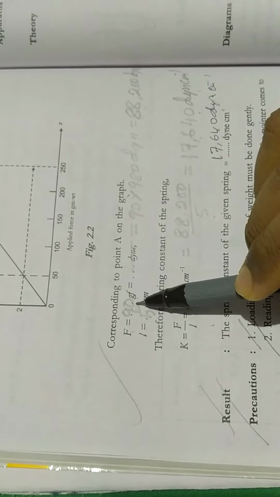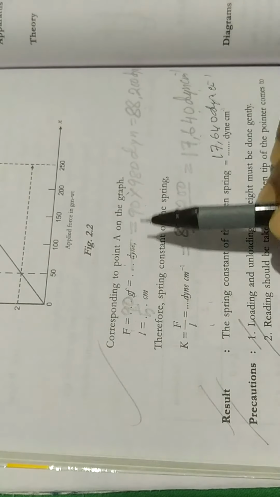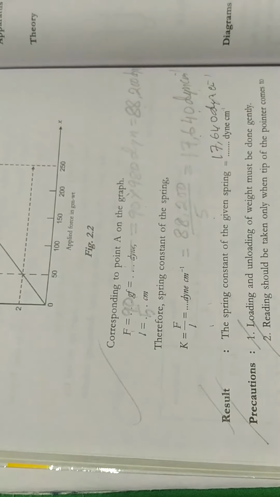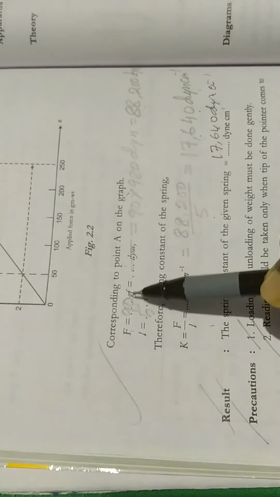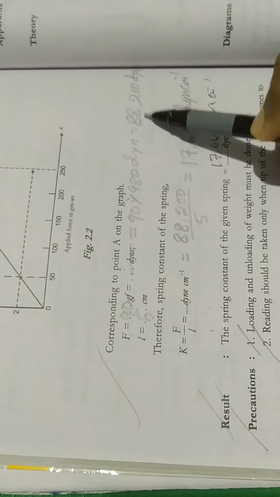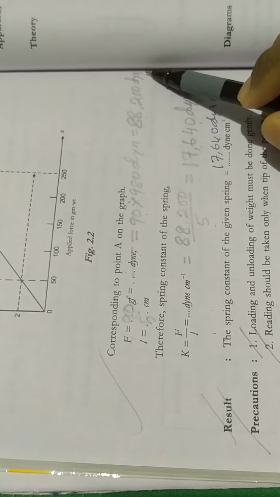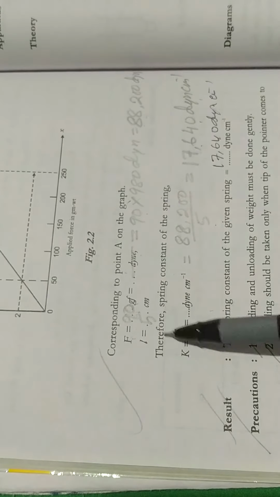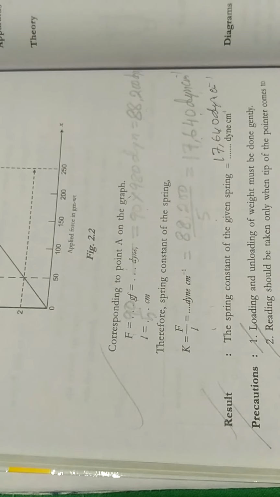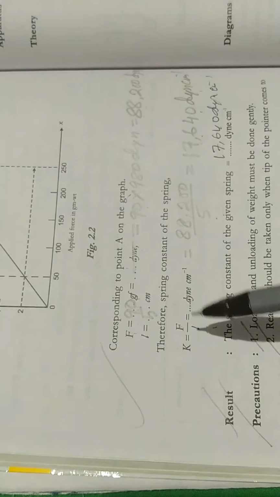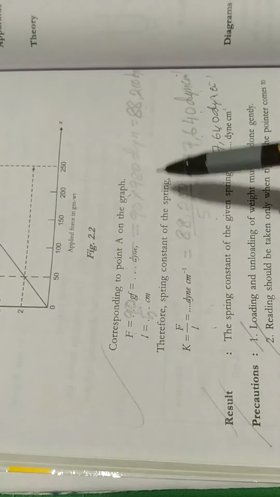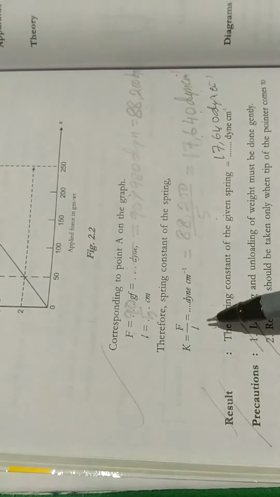We have to convert it into dyne. 1 gram force is 980 dyne, so instead of gram force we write 980 dyne. So the force is 88,200 dyne, and the corresponding extension is 5 centimeter. Since force constant is force per unit length, K equal to F by L. So the force constant or spring constant of the spring, K equal to F by L.